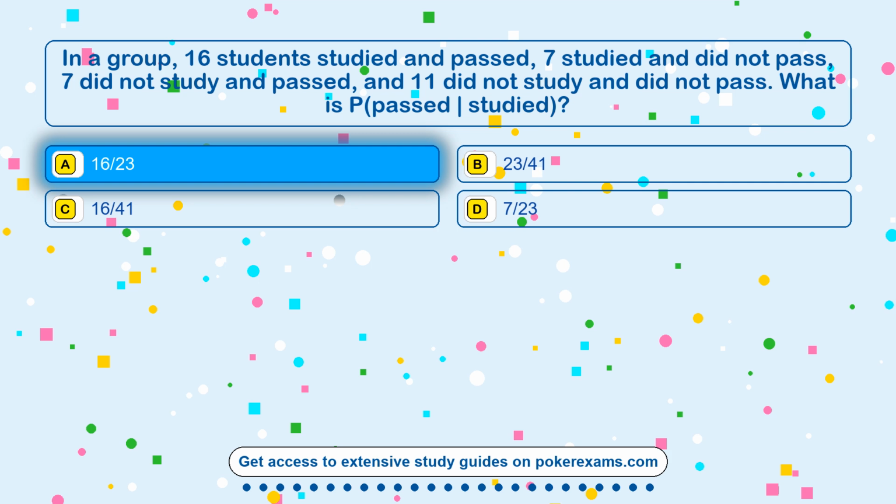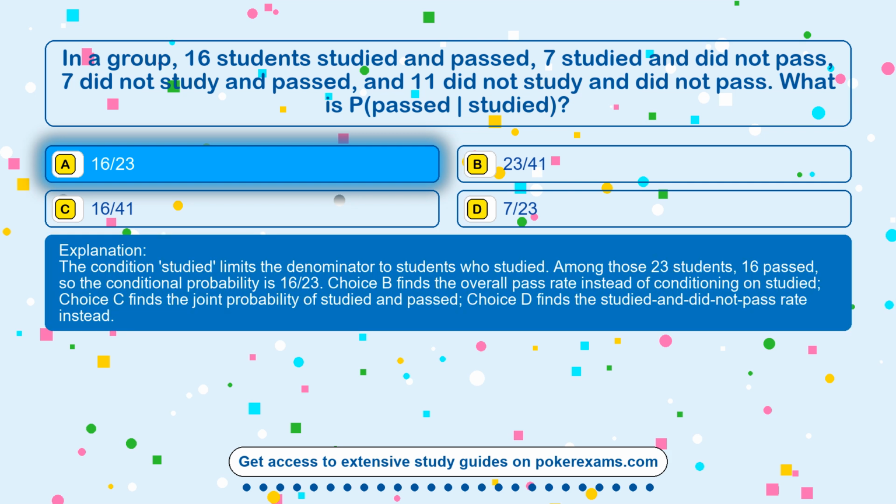16/23. The condition studied limits the denominator to students who studied. Among those 23 students, 16 passed, so the conditional probability is 16/23. Choice B finds the overall pass rate instead of conditioning on studied, choice C finds the joint probability of studied and passed, choice D finds the studied-and-did-not-pass rate instead.